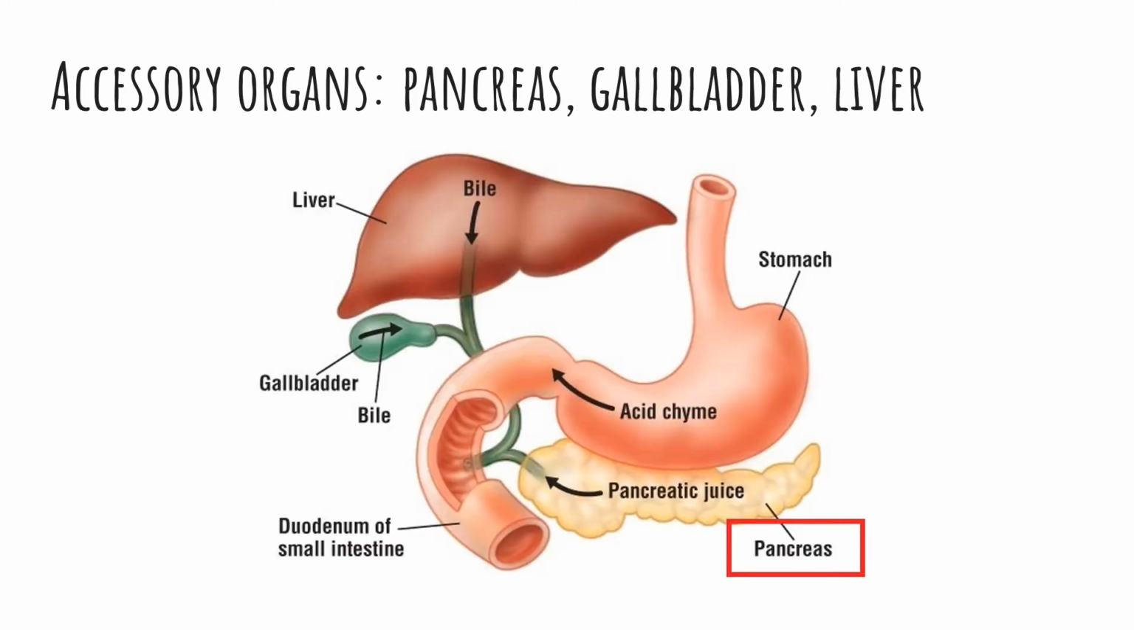So here I'm going to insert the accessory organs, the pancreas, the gallbladder, and the liver, because from the stomach, food will pass to the small intestine, and really it's in the small intestine that these accessory organs' secretions act on the small intestine. So I'm sort of inserting this here.